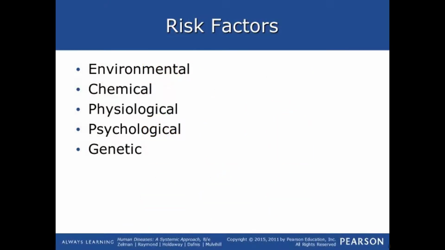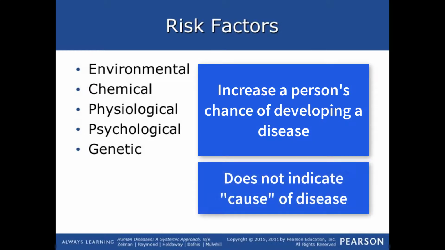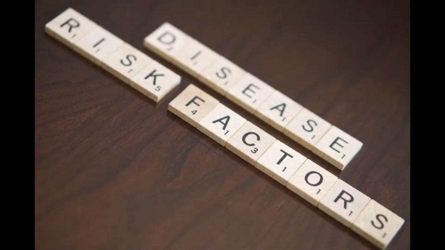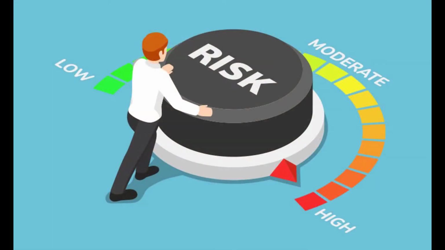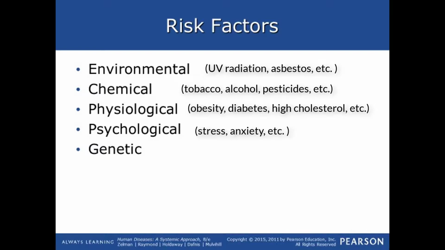Risk factors for disease. Risk factors basically increase a person's chances for developing a disease, but the risk factor does not equal the etiology. It doesn't equal cause. So just because a person has risk factors, that doesn't mean that they will get the disease. It increases their chance for developing a disease, but it doesn't necessarily mean that they will get the disease. However, if they reduce their risk factors, it does decrease their chance for getting the disease. And the list of risk factors is here. So environmental, chemical, physiological, psychological, and genetic.